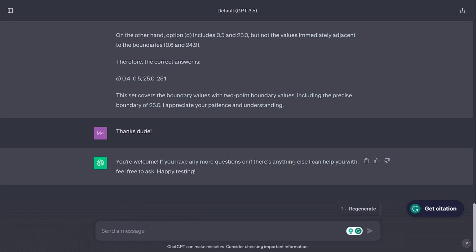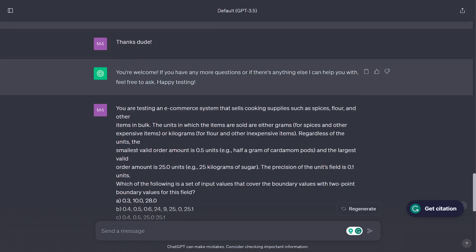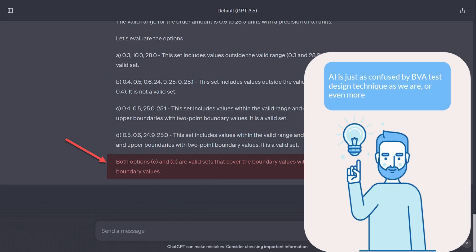AI told us to ask questions if there were any, and we have one question left. We asked the very first question again, to test whether the AI learned or actually understood the BVA test design technique. As you can see, the artificial intelligence still finds two correct answers. Accordingly, we have one conclusion. We don't know if AI is smarter than we are, probably it is. But AI won't help us yet to prepare for the ISTQB exam. It's as confused as we are, or even more.